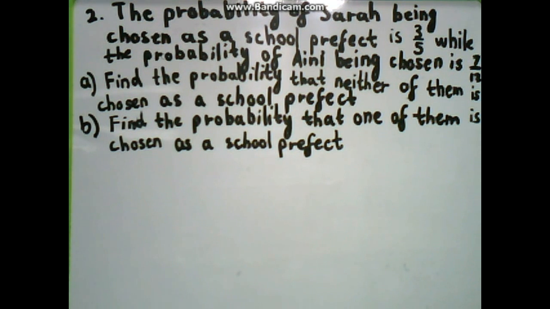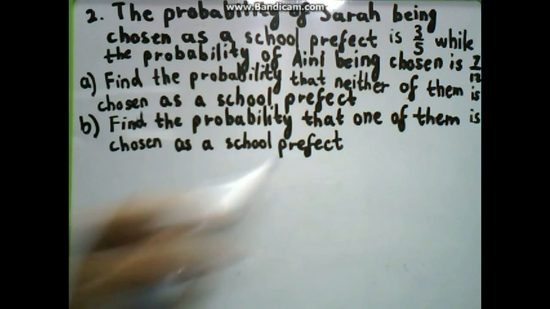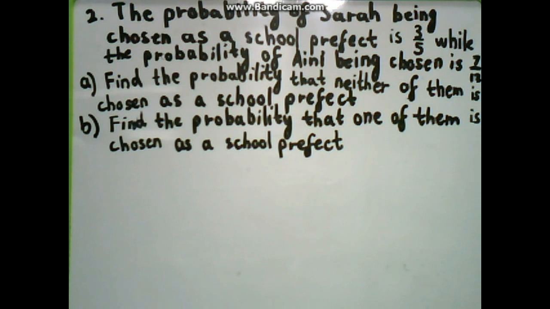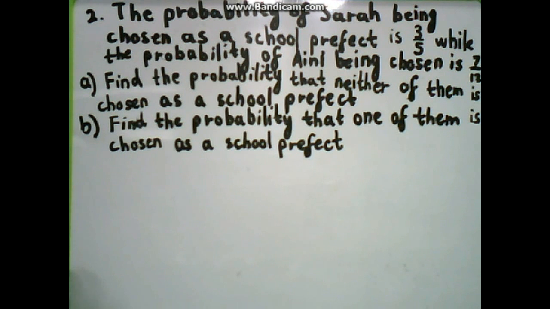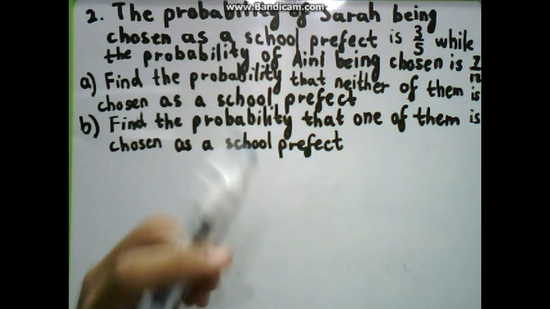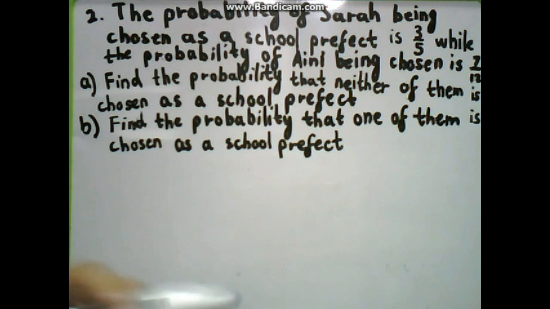Okay, so this is basically like the first question, except A is a bit different. However, B is just basically the same. So I'll do A first. A, the probability that neither of them is chosen as a school prefect. Basically it means both, because neither of them, meaning that Aini doesn't get to be a prefect and neither does Sarah. However, you need to times the probabilities of both Sarah and Aini that they're not chosen to be a prefect.